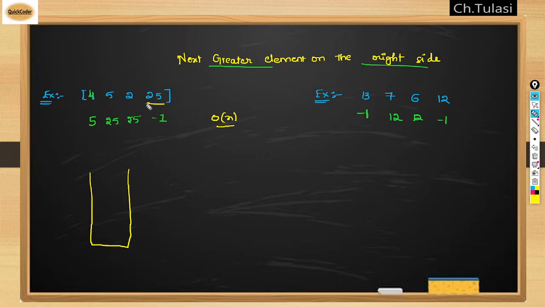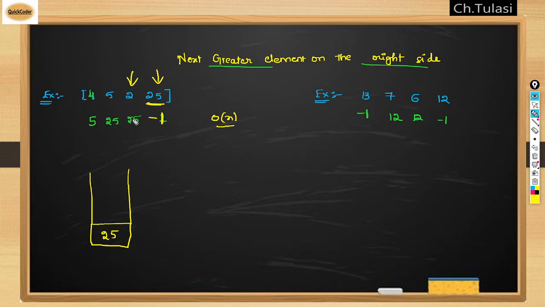For example, I'm at 25, traversing from the last one. First of all, I will check whether there is anything in the stack or not. There is nothing in the stack, so in the output I will print -1. Then I will push this element into the stack. That's fine.